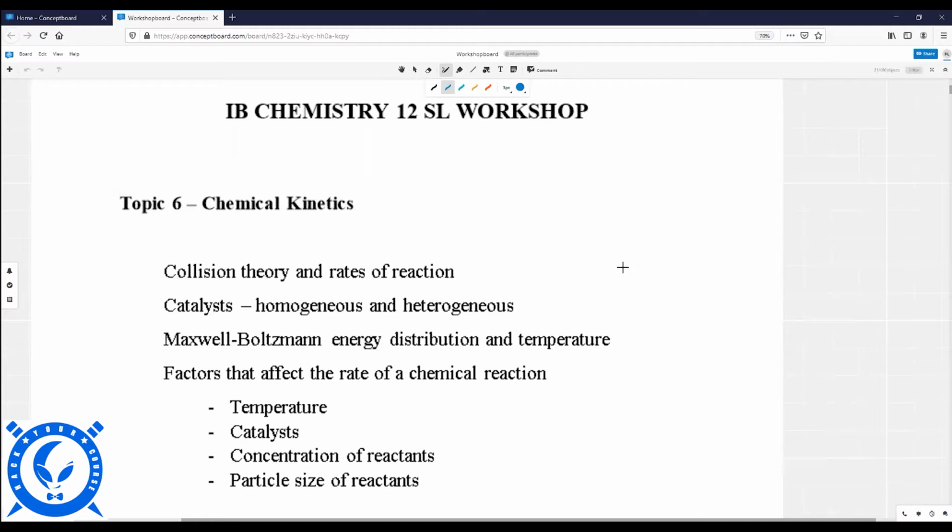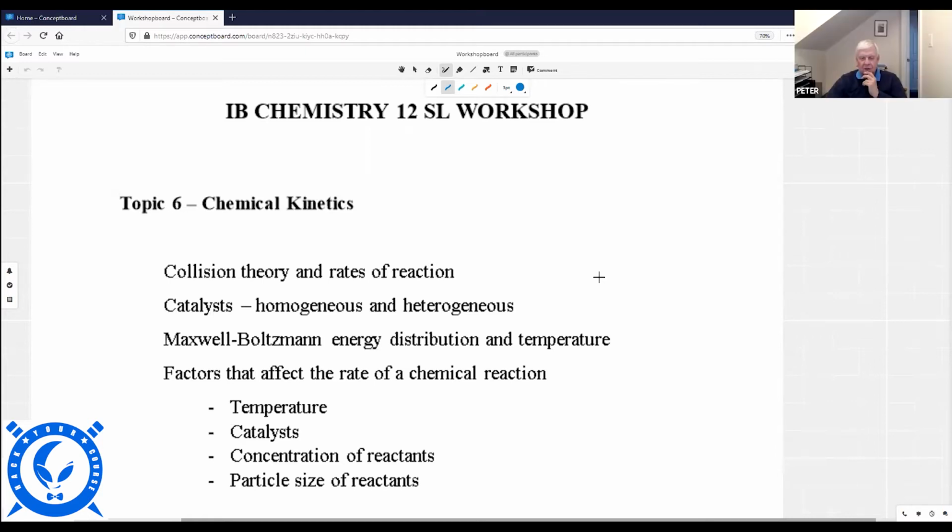Topic 6 is chemical kinetics, where the key topics are collision theory and rates of reaction, catalysts, both homogeneous and heterogeneous, the Maxwell-Boltzmann energy distribution and how it changes as a function of temperature, and of course the various factors that affect the rate of a chemical reaction, namely temperature, catalysts, concentrations of various reactants, and the particle size of reactants if solids are involved.